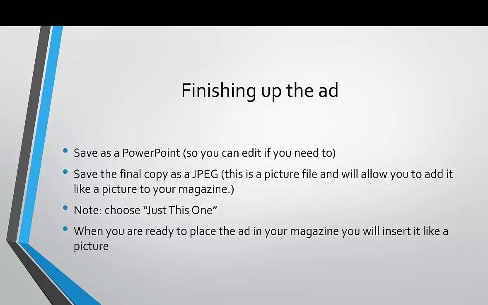So you're going to save the PowerPoint so that you can go back and edit it. Now, when you go to save it at the end, when you finally have a copy you're ready for, you're going to save it a little differently. You're going to save it as a JPEG. That's going to turn it into a picture. So once you save it as a JPEG, it becomes a picture. So when you go to add it to your magazine, when you're finally working in Word and typing up your magazine, all you're going to need to do is add the ads to the magazine as a picture.